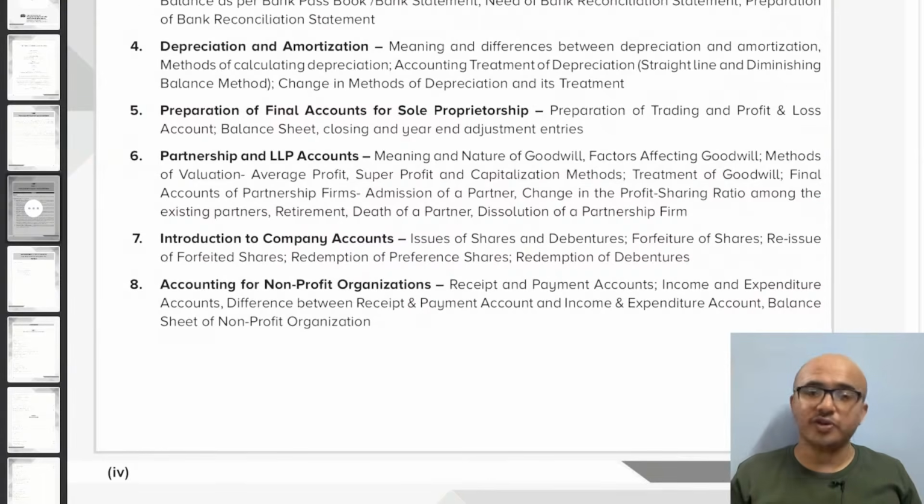Accounting for not-for-profit organizations. This again is a huge topic, though don't go by the lines there. It's just 3 lines, but this can take hours and hours for us to understand what it is, especially when it comes to subscription type of adjustments.